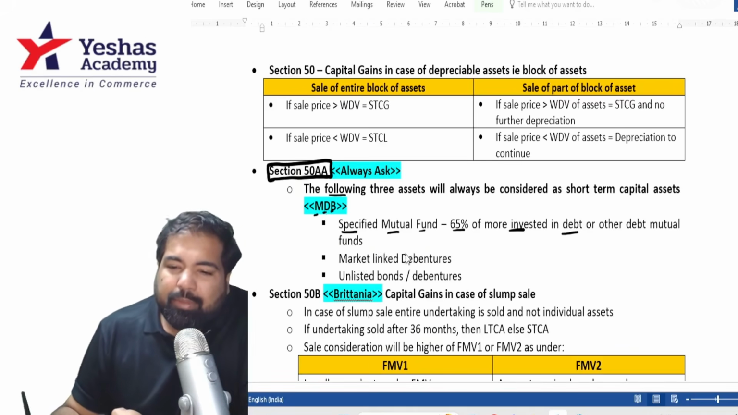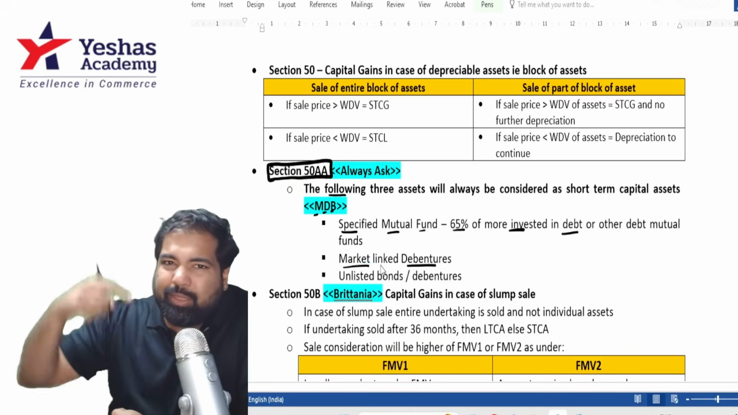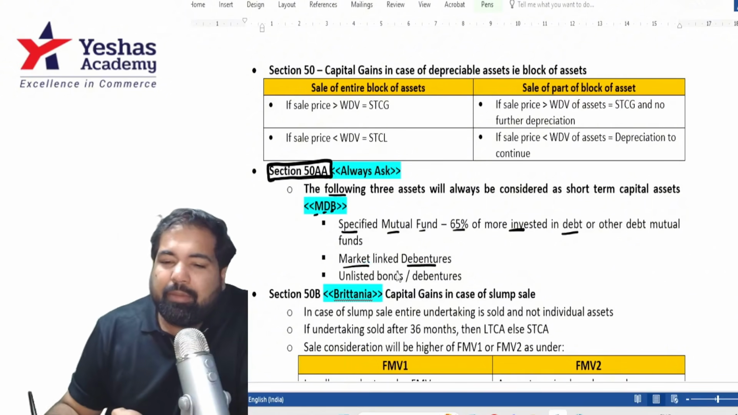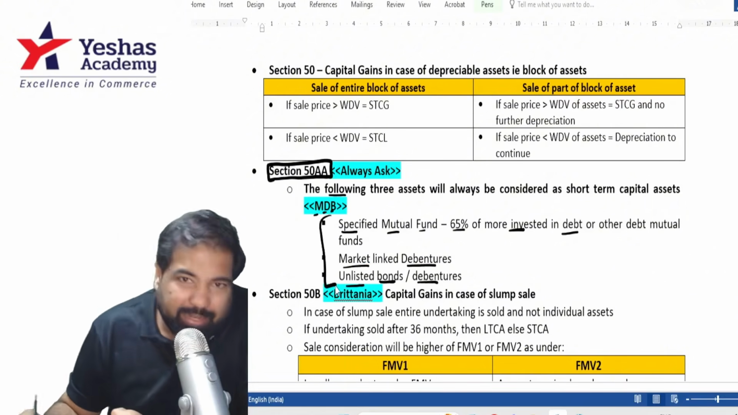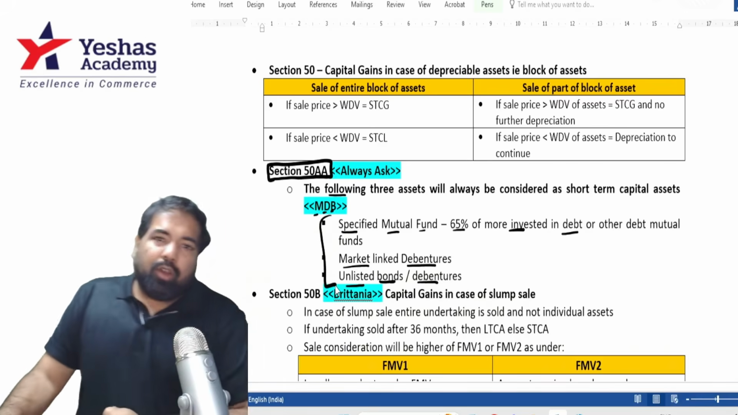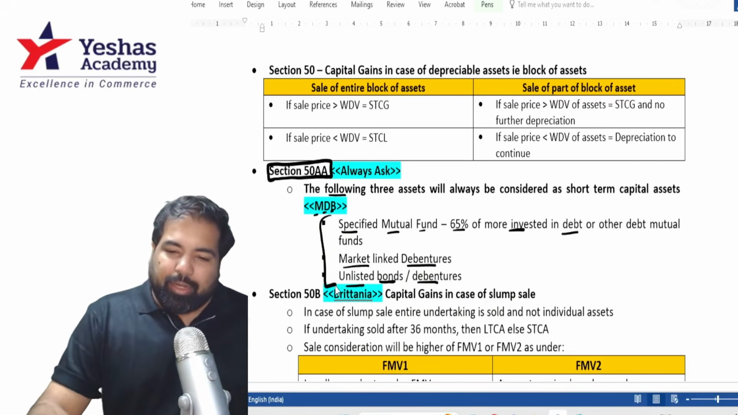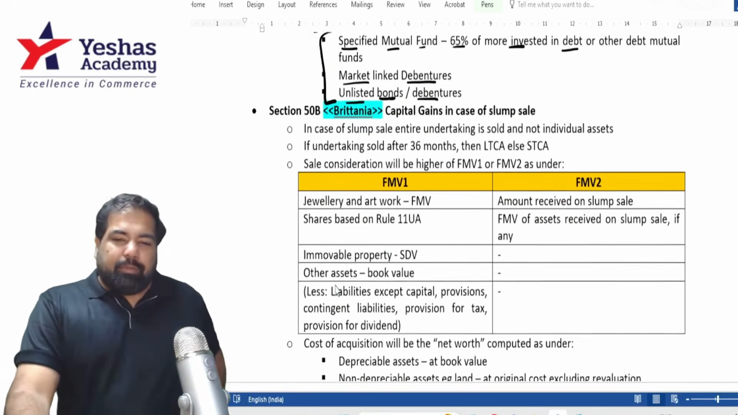Then market linked debentures. Again, they are debentures, and market linked means the interest rate depends on the market. And B is bonds, so unlisted bonds. In these three cases, even if you sell it later, it will be considered as short term capital gain.